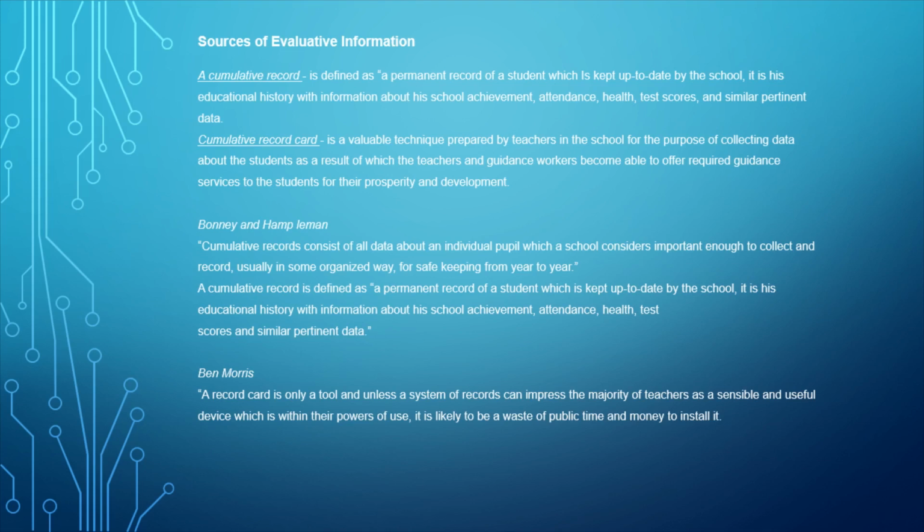Bonney and Hampleman. Cumulative records consist of all data about an individual pupil which a school considers important enough to collect and record, usually in some organized way, for safekeeping from year to year. A cumulative record is defined as a permanent record of a student which is kept up to date by the school. It is his educational history with information about his school achievement, attendance, health, test scores, and similar pertinent data.